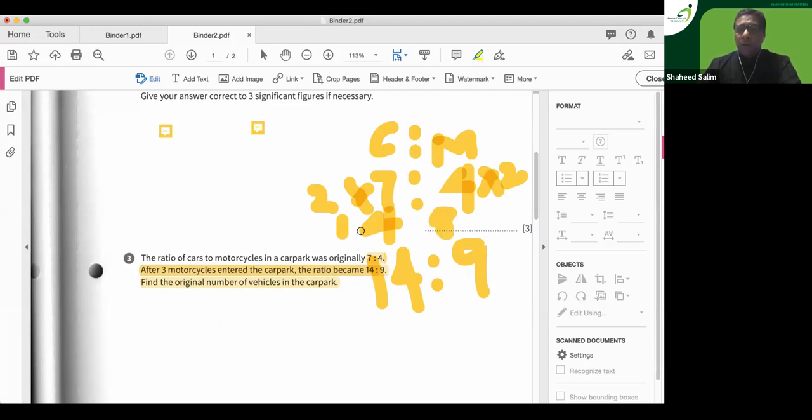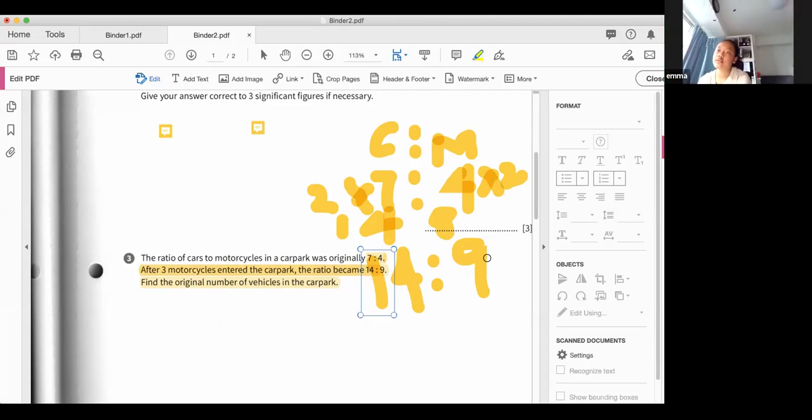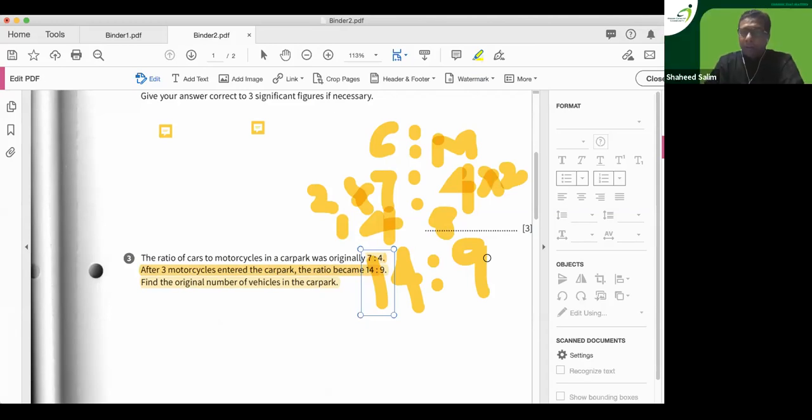Okay, so now can you see 14, 14. 8 increase to 9, 1 unit. This 1 unit is equal to how many motorcycles? 3. Good, so you got that part already. So what was the original number of vehicles in the park? You take this whole thing, you times by 3. 14 plus 8 is how much? 66. 66, right? You get 66? You understand this one now?